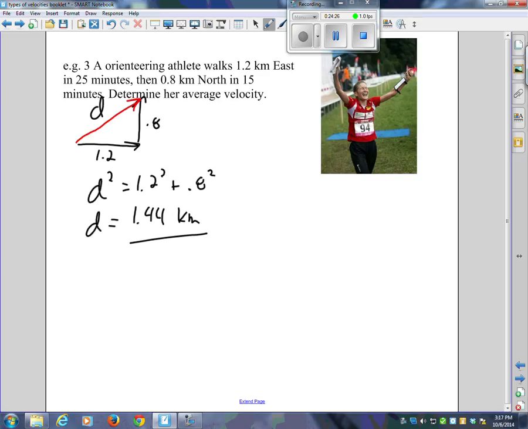Well, you need that diagram. 1.44 is the total displacement. It is not the total distance traveled. Josh, what is the total distance traveled? 2. What's the total time? 25 minutes plus 15, which is 40 minutes. 40 divided by 60 is 0.67 hours.